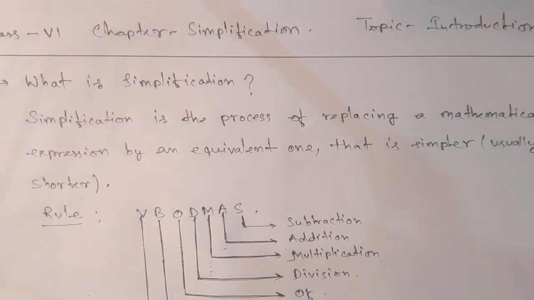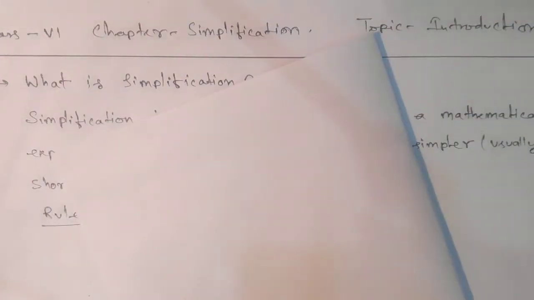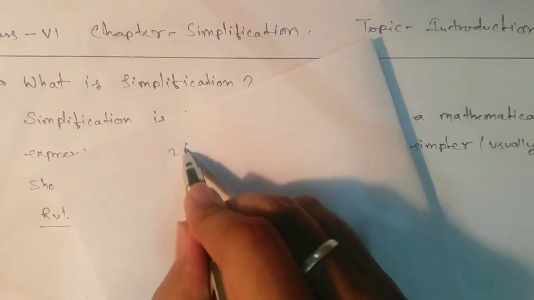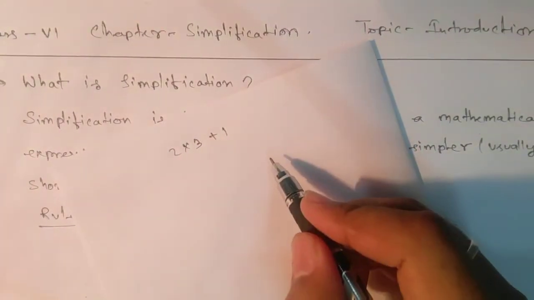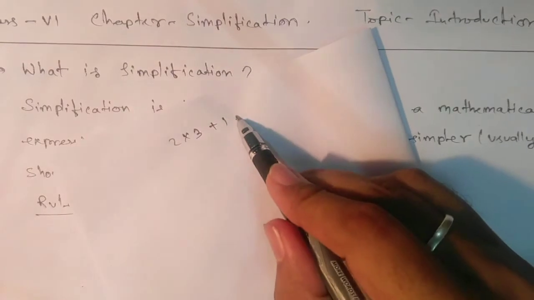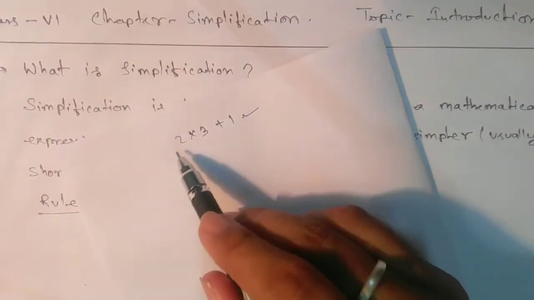So first we'll try to understand what is simplification. Simplification is the process of replacing a mathematical expression by an equivalent one that is simpler, usually shorter. That means you take an expression like 2 into 3 plus 1. Here you can see this is a mathematical expression, an arithmetic expression.